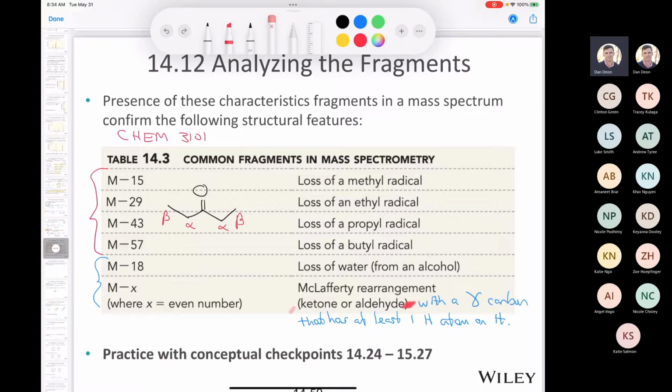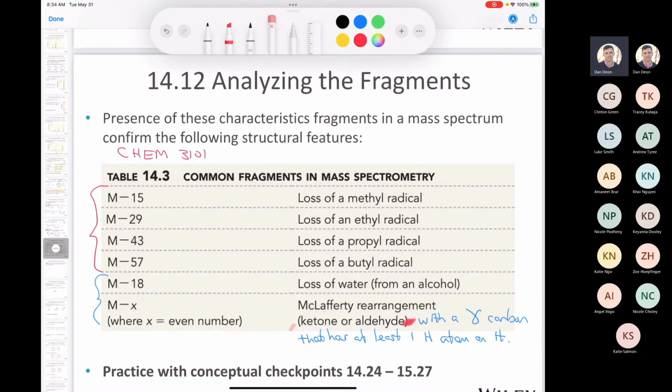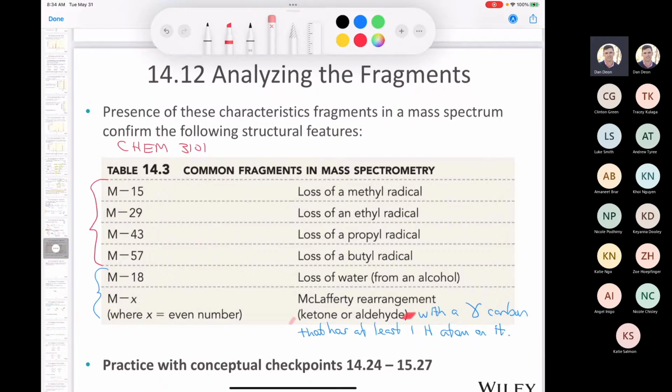And remember, you lose something with an even mass. And there you have it, my friends. Those are all the different fragments that you have to know in Organic Chemistry 1. Any questions about those? Any questions about those fragments?